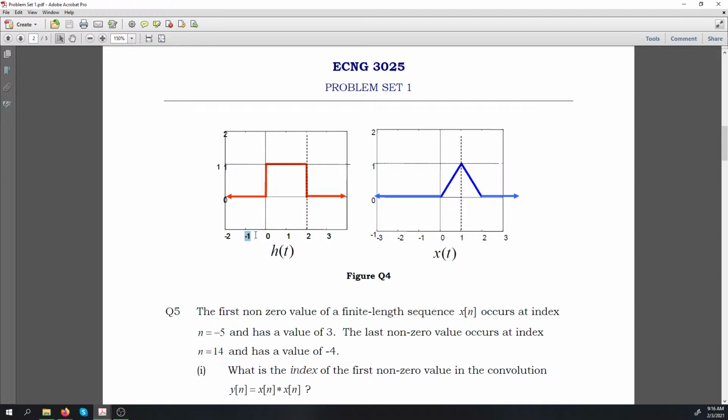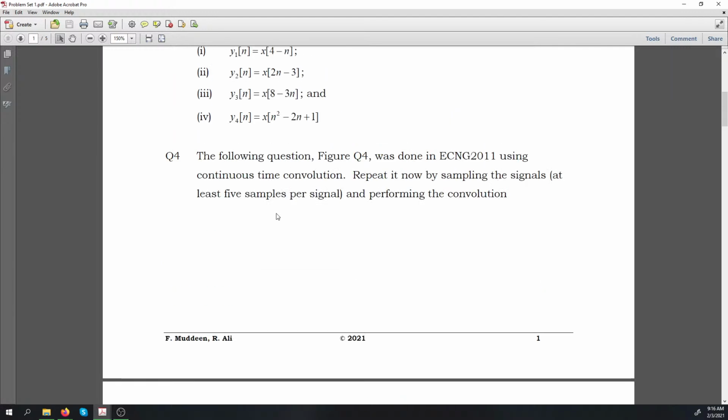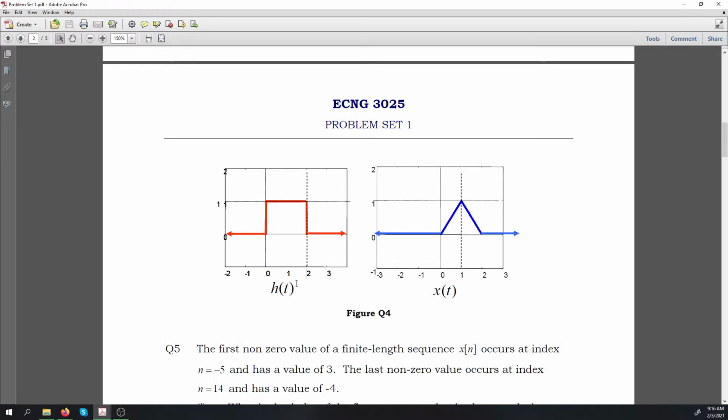So that's 1, 2, 3, 4. We're going to need 1 more sample, because the question asks for at least 5 samples per signal. So let's take it from -1 to +3. So we have 1, 2, 3, 4, 5. Right, that should be fine.